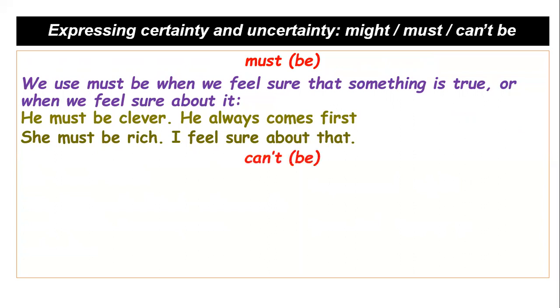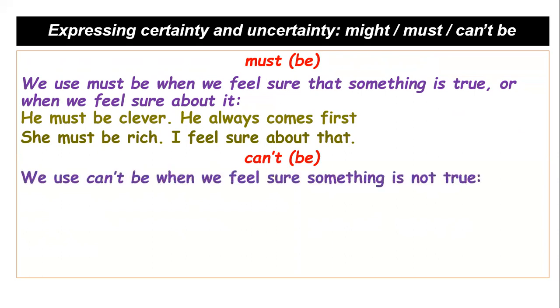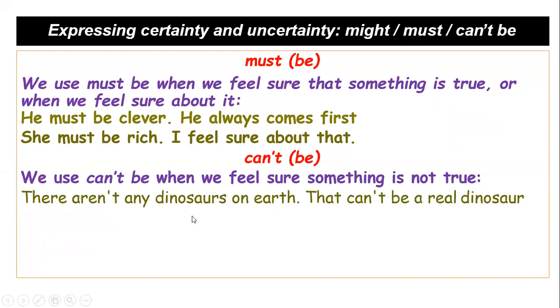Okay. Can't be. لا يمكن أن يكون. Use can't be when we feel sure something is not true. So you have to use can't be when you're sure that something is not true. So can't be is the opposite of must be. Look at the examples. There aren't any dinosaurs on Earth. That can't be a real dinosaur. We use can't be because we're sure that something is not true.